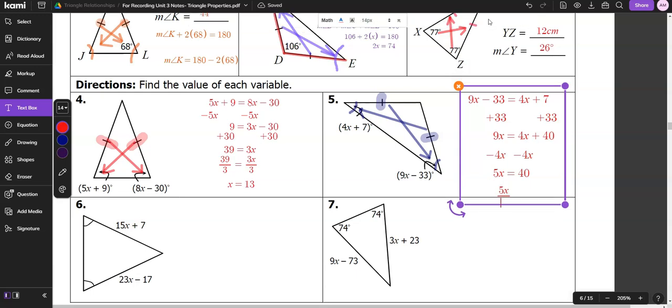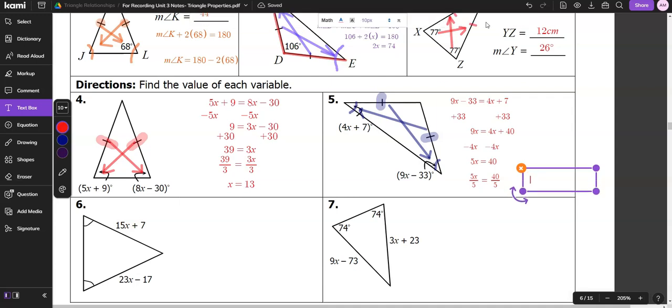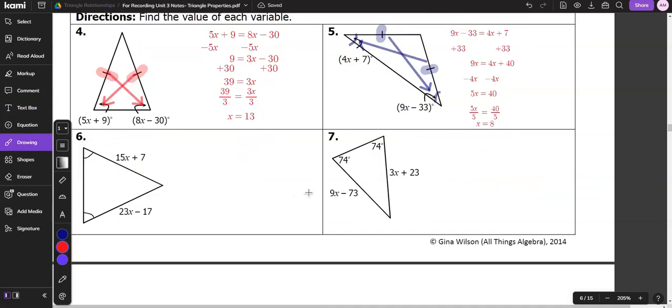So that gives me 5x over 5 is equal to 40 divided by 5. Okay, and then once we do that, divide both sides by 5, we are given the answer that x is equal to 8. Right? Number 6 and 7, again, we're going to use the converse.